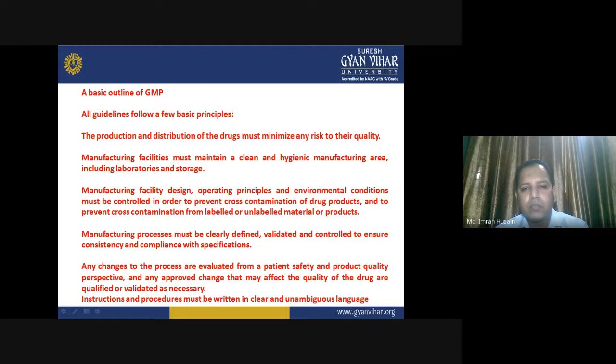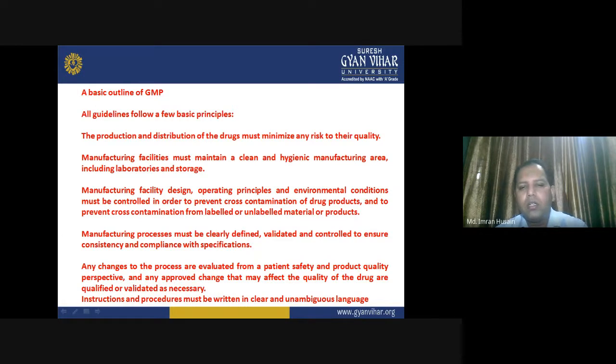Manufacturing processes must be clearly defined, validated, and controlled to ensure consistency and compliance with specifications. So every time, specifications are met according to the standards, and validated and controlled for consistency. Every product manufactured should have the same consistency, the same standards, and the same quality. It should not have any sort of variation.